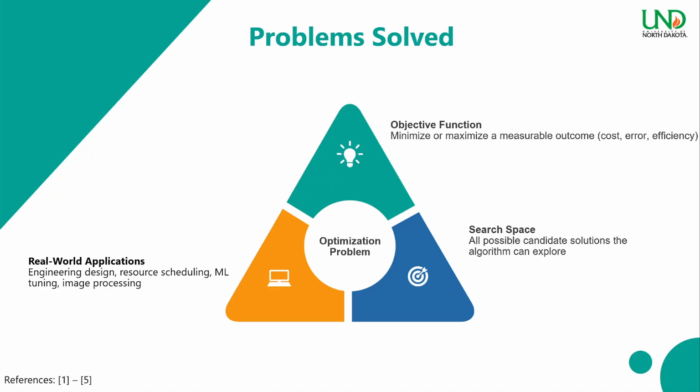Then we have the search space. That's the set of all possible solutions. In simple problems that might be small, but in most real-world problems, it's a large non-linear space. It's difficult to search efficiently. So that's where this algorithm is really useful. And then finally, this maps directly into real-world domains. The same structure can show up in engineering design, cloud resource scheduling, machine learning, hyperparameter tuning, or image processing.